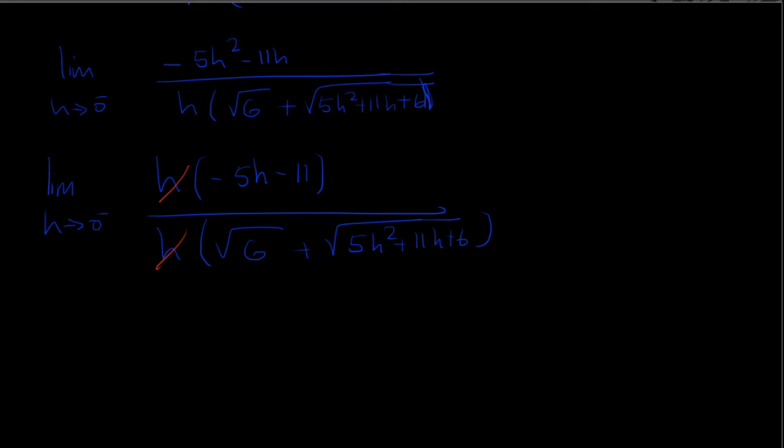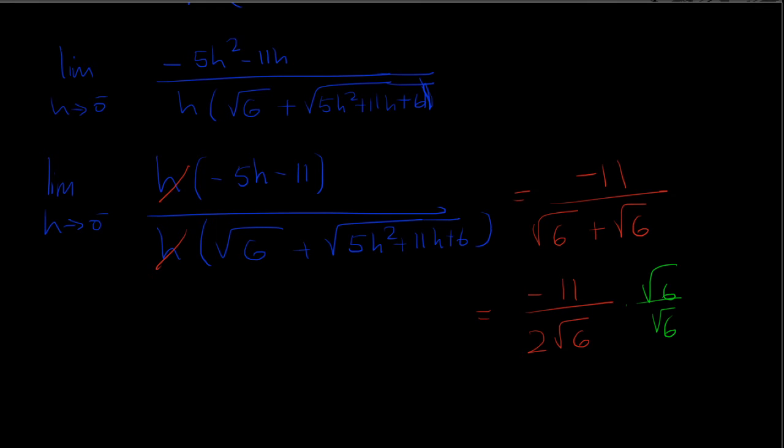And I can plug in h is 0. So at the top I get negative 11. At the bottom I have root 6 plus root 6, so that would just be 2 root 6 at the bottom. And we can multiply by root 6 top and bottom to rationalize the denominator. And our final answer will be negative 11 root 6 over 12. Okay.